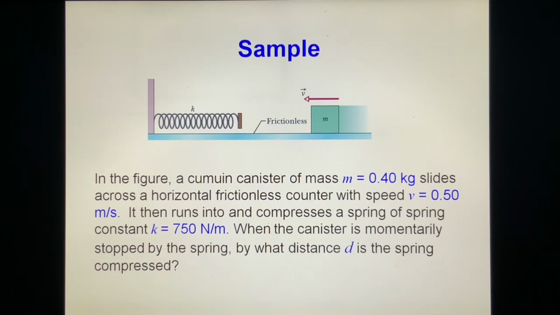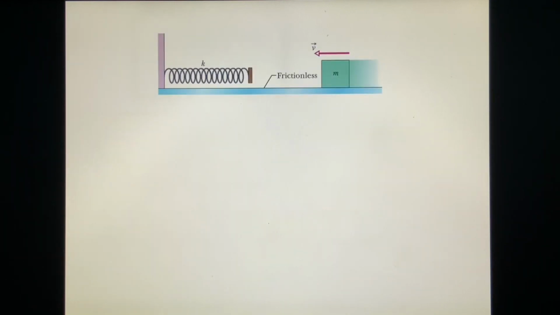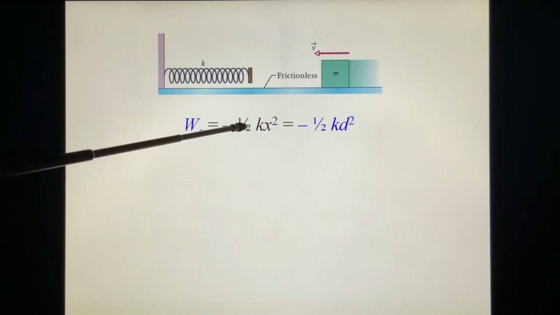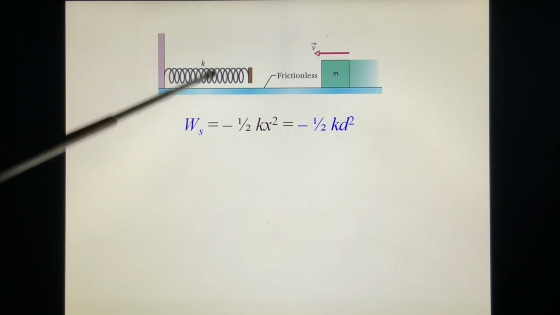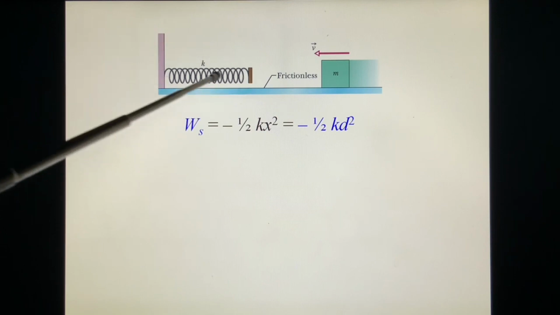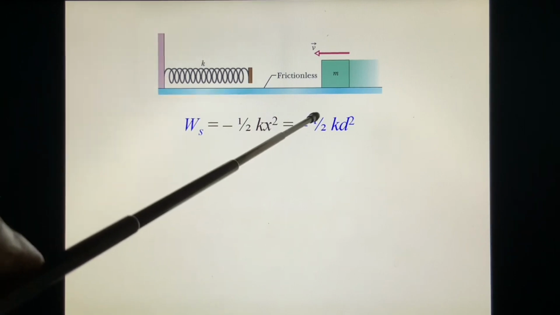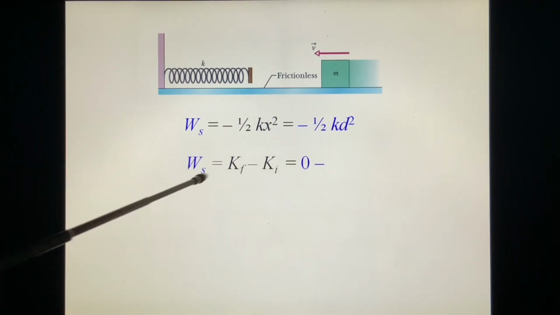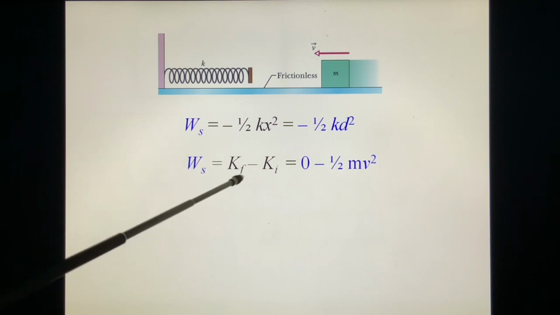We'll find the compressed distance. It's very easy. We see that the work done by the spring is minus half k x squared. We put in the distance d, so it equals minus half k d squared. And this should equal the kinetic energy change.